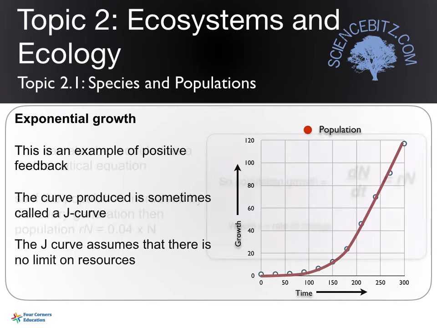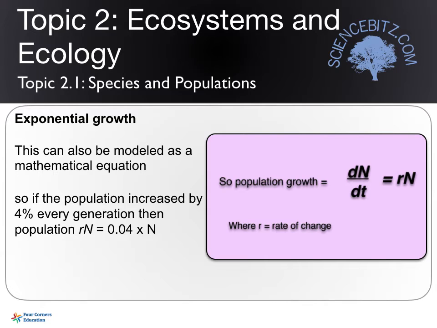So this growth can also be modeled as an equation. And we get a rate equation, we get a rate of change. And so if the population changed by 4% every generation, our rate of population growth would be 0.4 times n.